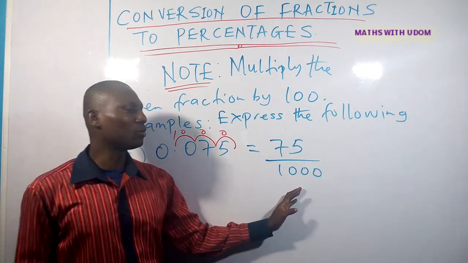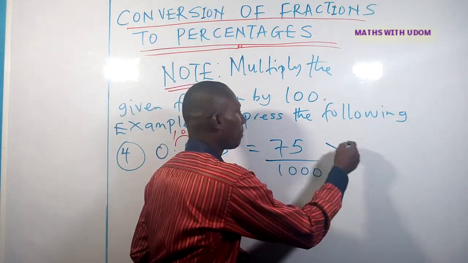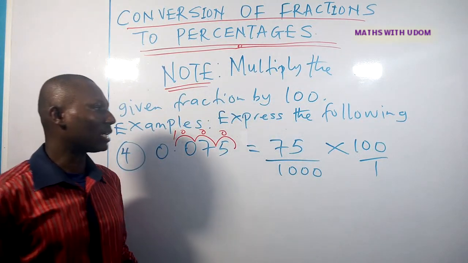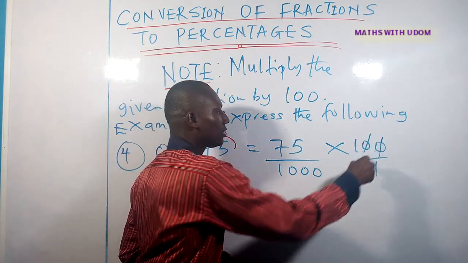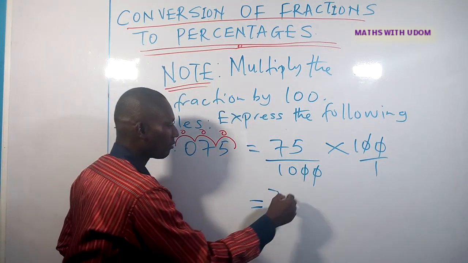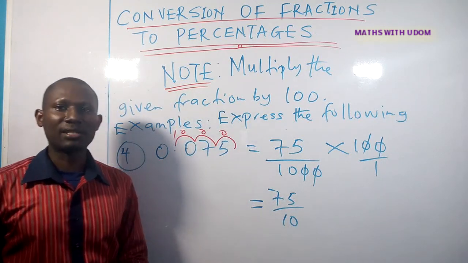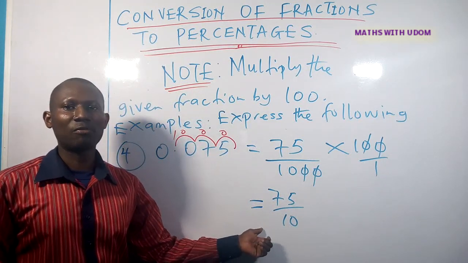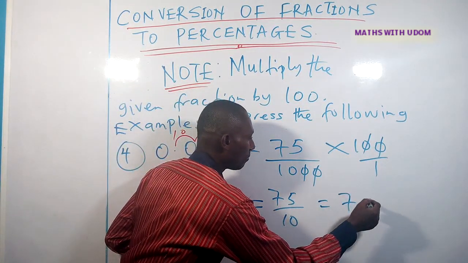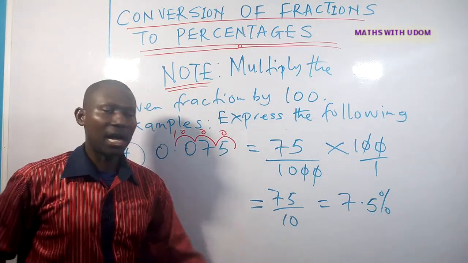So the next thing to do is to multiply this fraction by 100. So multiply by what? 100 over 1. So what can divide through? 2 zeros here cancel 2 zeros here. So what is left? We have 75 divided by 10. And 75 divided by 10 will give us 7.5. Okay, so we have 7.5%. So that is our answer.